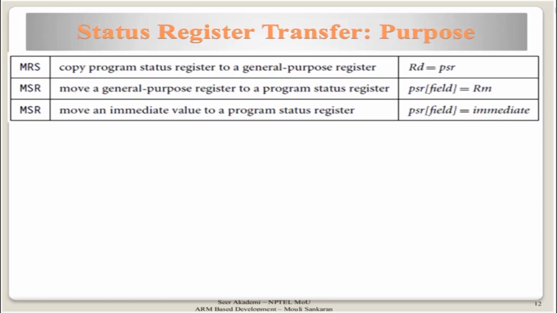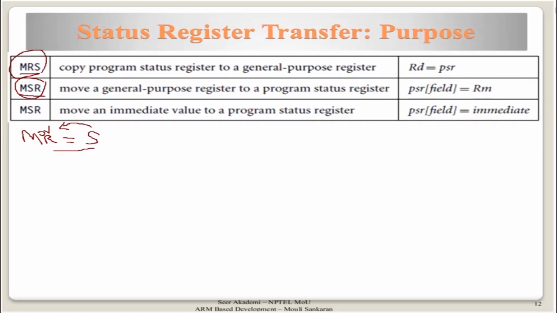So how do I differentiate MRS from MSR? It is very simple. It is the typical ARM processor convention. M is nothing but move. R equal to S: that means the status register is moved into a register if you use MRS. MSR is the reverse of that. The general purpose register is moved into the status register.